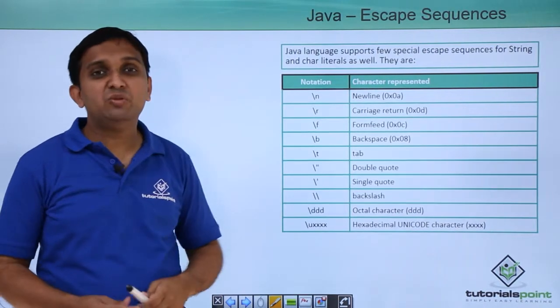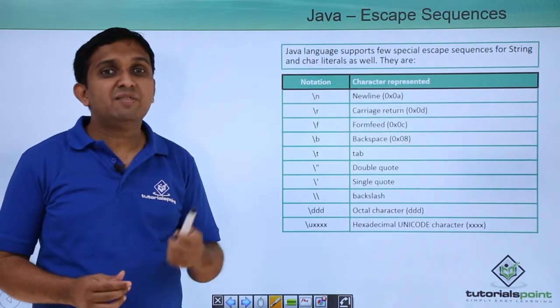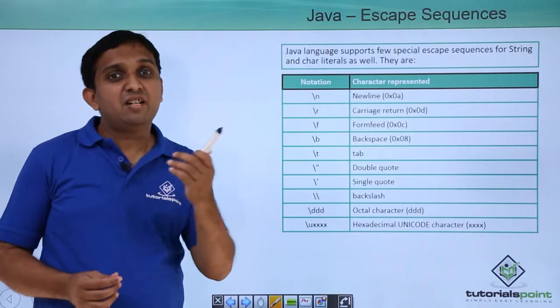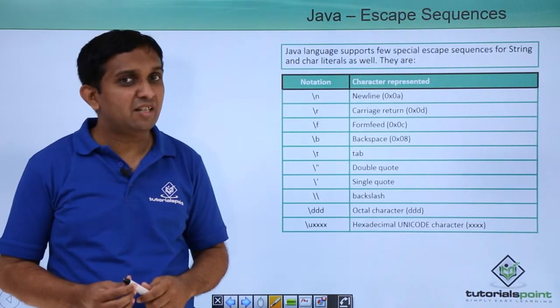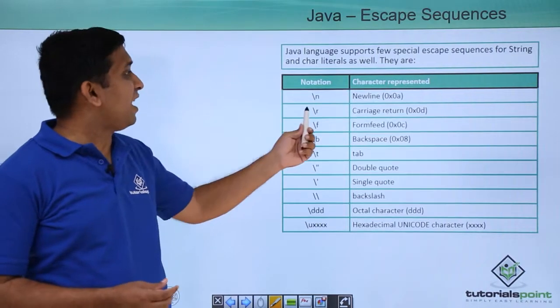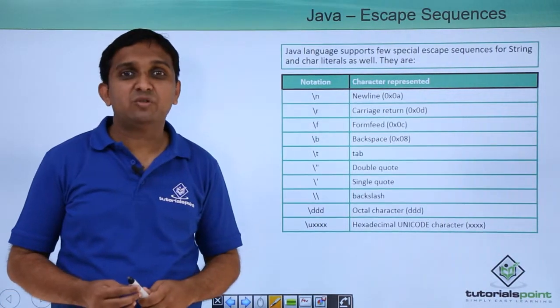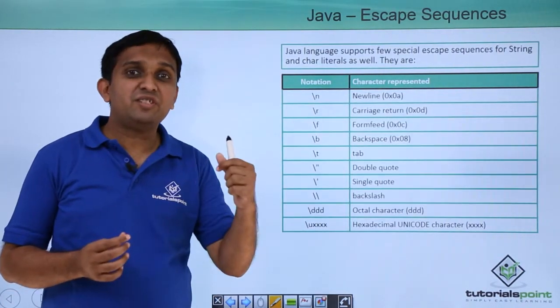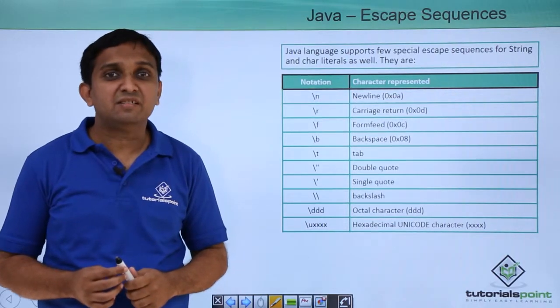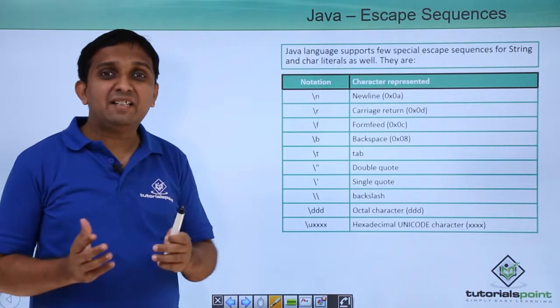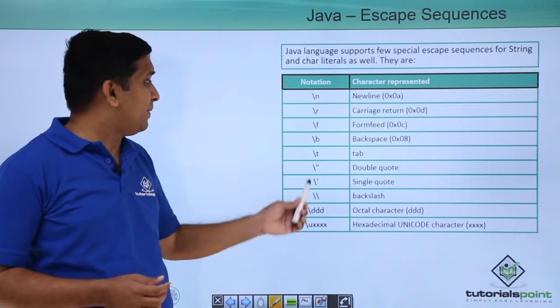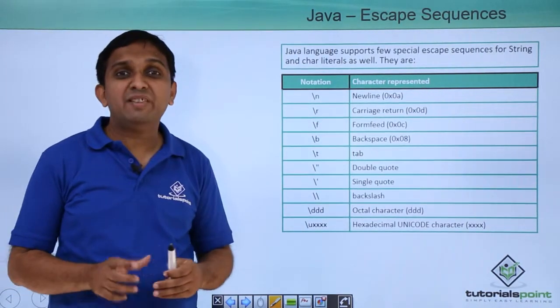Backslash n is called as new line character. So it will change the line, it will take the cursor to the new line. So backslash n is used to change the line. Then backslash r is called as carriage return character. So it will take the cursor to the first column of the line. Then backslash b will take the cursor one position back. Backslash t will leave one tab space.